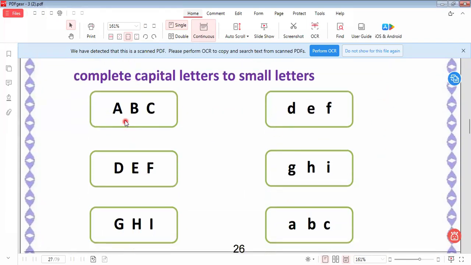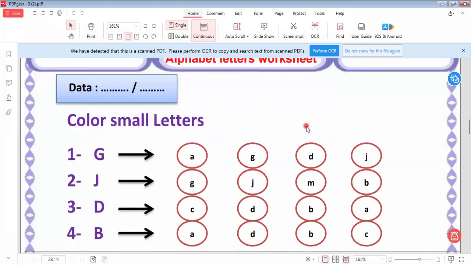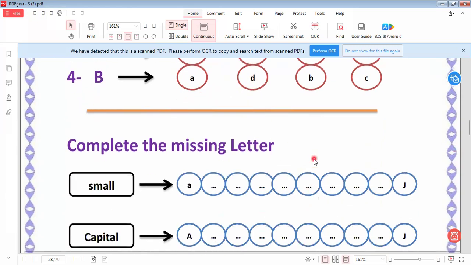So here we have capital A, B, C. Where is the small one? This one, or lowercase. We say capital or uppercase and lowercase, or we say capital letter and small letter. Both are correct. A, B, C. So here is A, B, C small. D, E, F, small letters. G, H, I, capital letters, and G, H, I, small letters. Here is capital G. Where is small g? This one. Capital J, this is small j. So, our clever pupil, where is the small d? This one, you are a clever pupil. Here is capital B or small b. This one, you are a clever pupil.